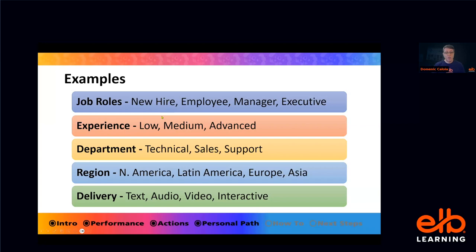Another example, you could build one course that combines technical, sales, and support information, because each of these audiences are going to be looking at the same topic from a slightly different perspective. And if you put the different perspectives in there, some salespeople may want more technical information and they may want to click on both. We could personalize training for different regions of the country. We could personalize the training for different learning styles: text, audio, video, interactive.